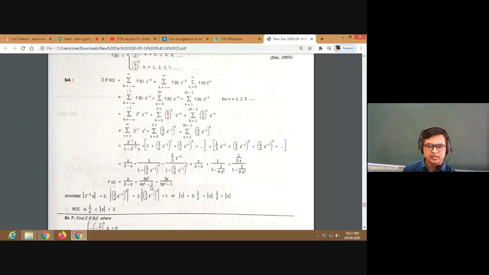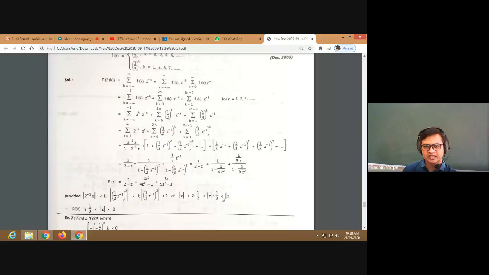This is convergent in mod of 1 by 2 z raised to minus 1 less than 1, and this is convergent in mod of 1 by 3 z raised to minus 1 less than 1. By simplifying these ROCs, we'll get mod z less than 2, 1 by 2 less than mod z, and 1 by 3 less than mod z. So by combining all these three regions, what we'll get? 1 by 2 is less than mod z is less than 2.